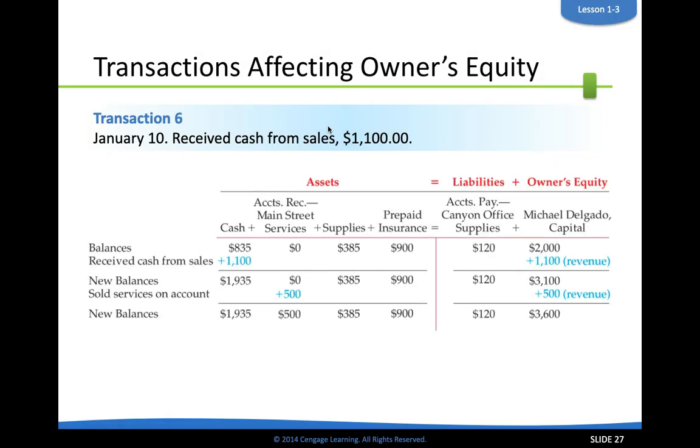So let's have a look at our first transaction. We know that all of these transactions in this lesson are going to impact owner's equity, but that's only one side, so they also have to impact one of the other categories as well. We're going to see some additional account titles here: cash, accounts receivable, supplies, prepaid insurance, accounts payable.